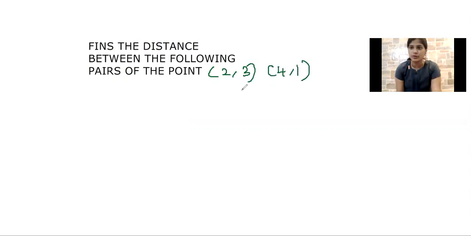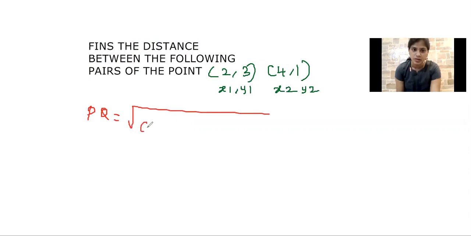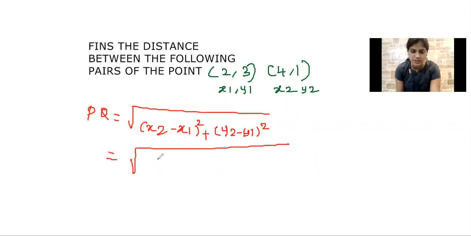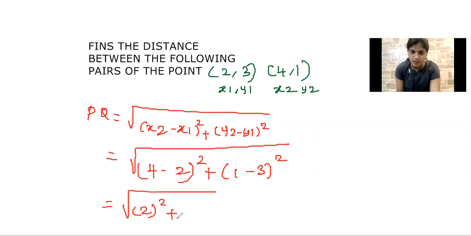So the first thing is you have to assume the first coordinate as x1 and y1, and the second coordinate as x2 and y2. If you want to plot it on the graph, you can do it, but it is not required. You can directly substitute in the formula, which is PQ is equal to the square root of x2 minus x1 the whole square plus y2 minus y1 the whole square. So the value of x2 is given in the question, which is 4. The x1 is also given, which is 2. So 4 minus 2 the whole square. y2 is 1 and the value of y1 is 3. So now it's going to be 2 square plus minus 2 square.